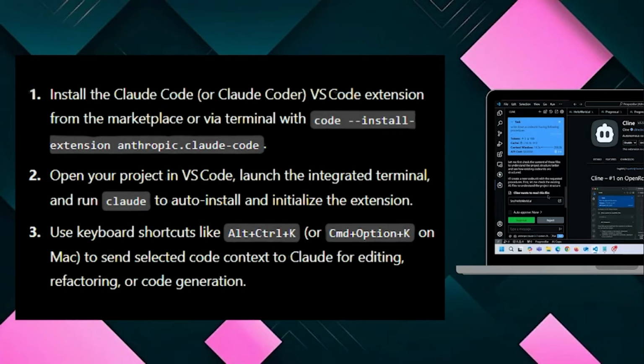Install the Claude Code VS Code extension from the marketplace or via terminal with the code shown on the screen. Now open your project in VS Code, launch the integrated terminal and run claude to auto-install the extension.